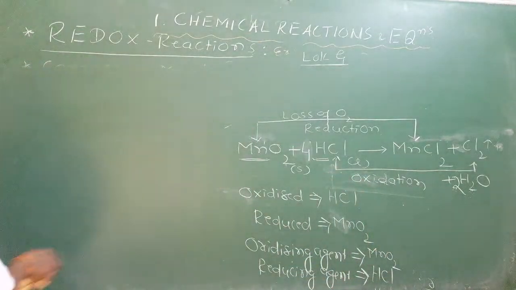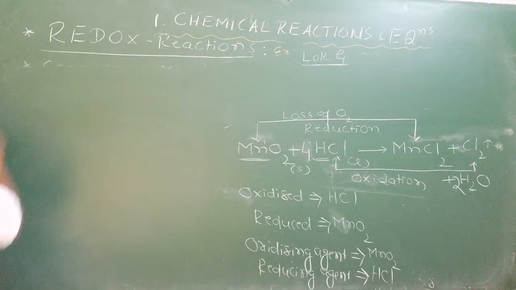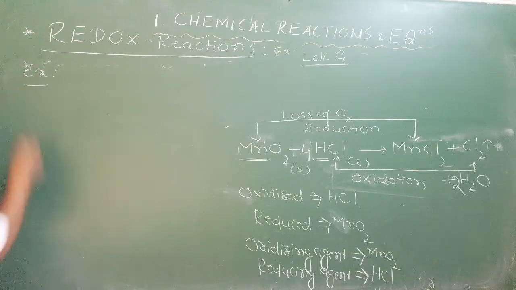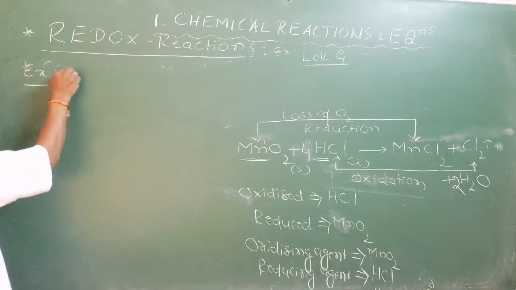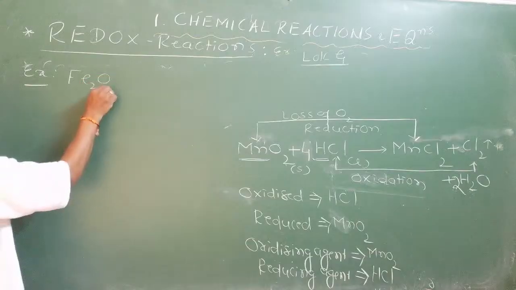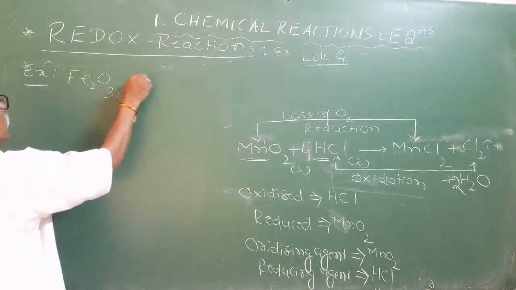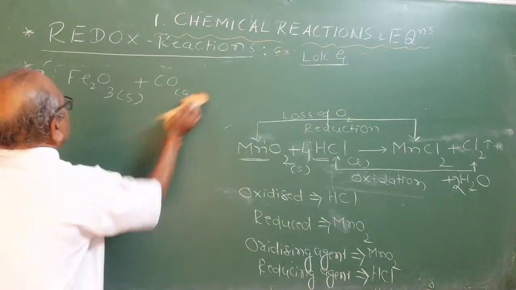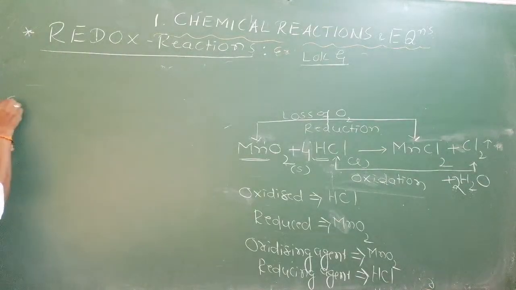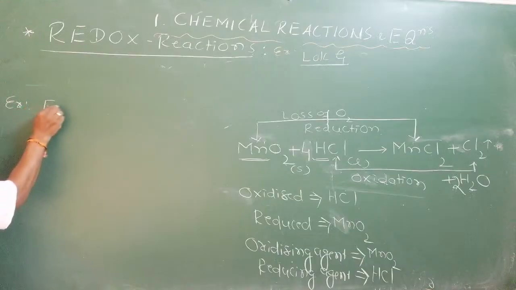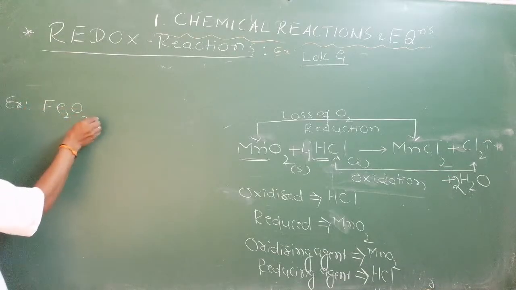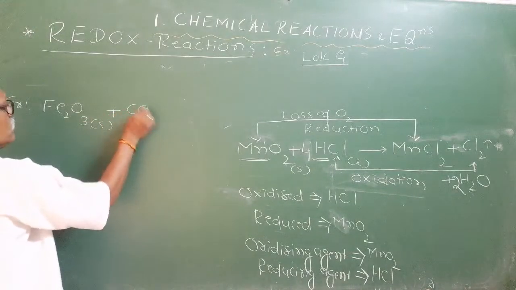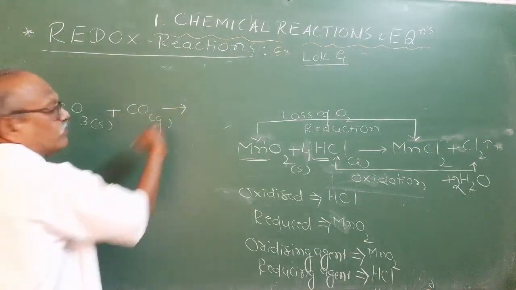You have to identify similarly. Last example to complete redox reactions. See, I will take Fe2O3 solid plus carbon monoxide gas. I will write a little below so that I can show the arrow mark. Fe2O3 is solid plus carbon monoxide is gas. It will form.